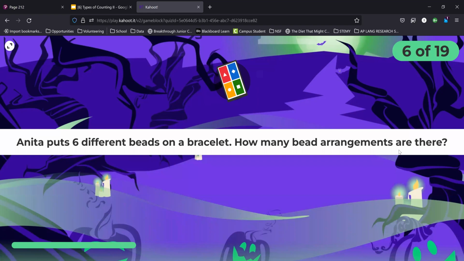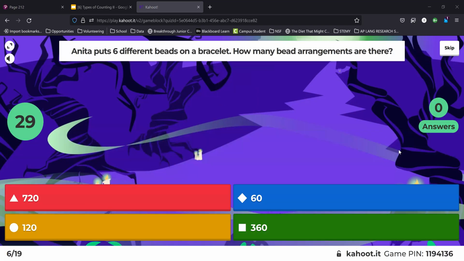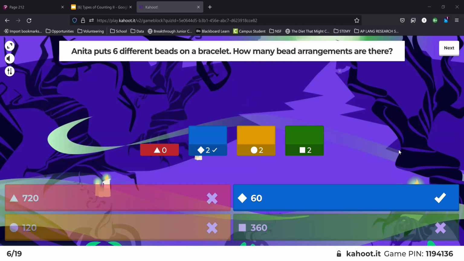Okay, Anita put 6 different beads on a bracelet. How many bead arrangements are there? So remember when we did it, we had to divide to account for flipping and rotating. So if she has 6 different beads, she would do 6 factorial, because that's the number of ways to organize 6 things. And then you divide by 6 ways to rotate it. So you get 5 factorial, which is 120 ways to arrange the objects.